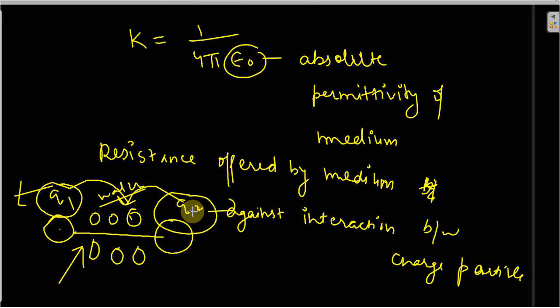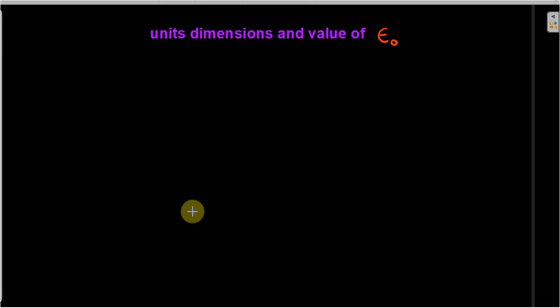I will make a separate video lecture for absolute permittivity of the medium and the relative permittivity of the medium, and some numerical problems. For now, you should know that absolute permittivity of the medium is the parameter which offers resistance to the interaction between charged particles. It is just a kind of resistance to the force of interaction between charged particles. Next we will discuss the dimension formula for epsilon naught, and now we will discuss units, dimension formula and all this.